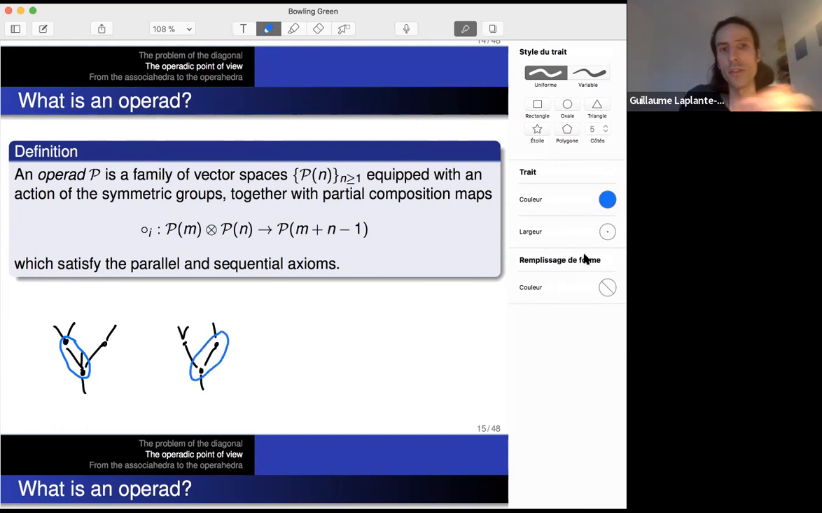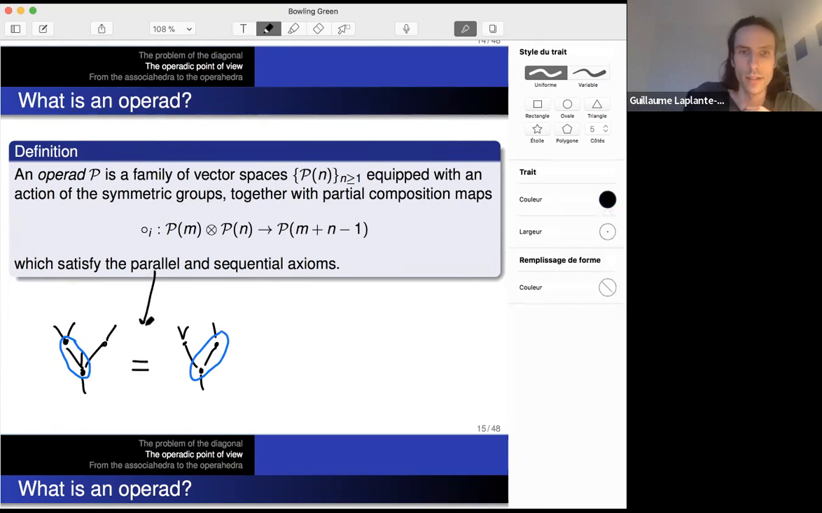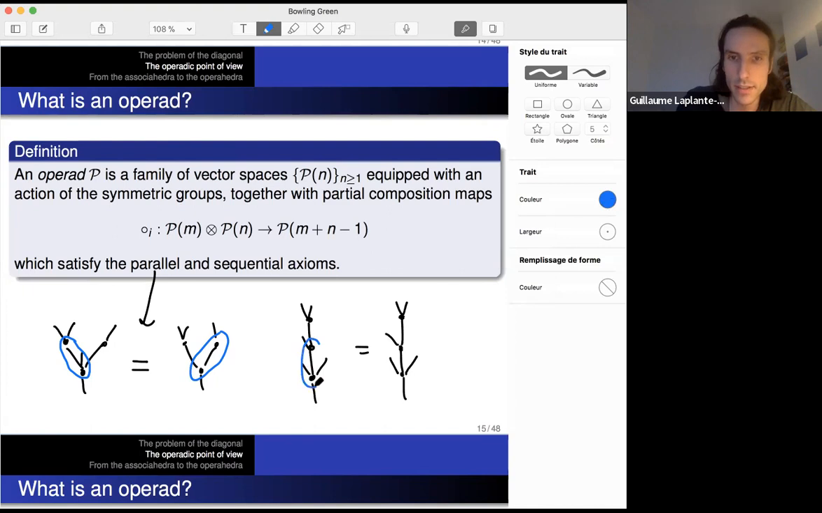And then what is the parallel axiom? The parallel axiom says that these two are equal. And the sequential axiom is analogous. It's when you compose trees on top of each other. It says that the two ways of parenthesizing this tree are the same. So you would get something like this and this, and this is the sequential axiom. So this is basically an operad.